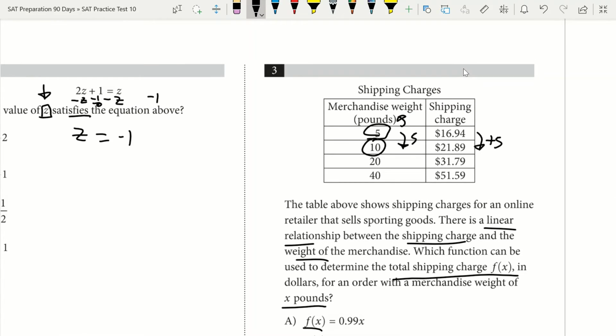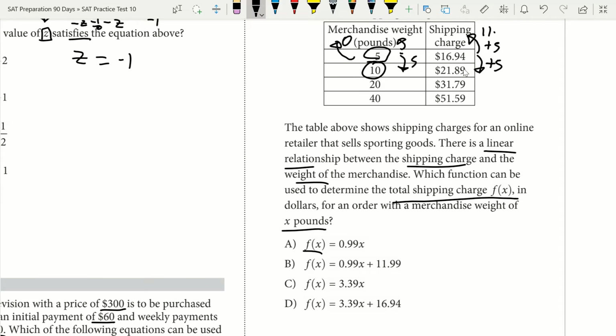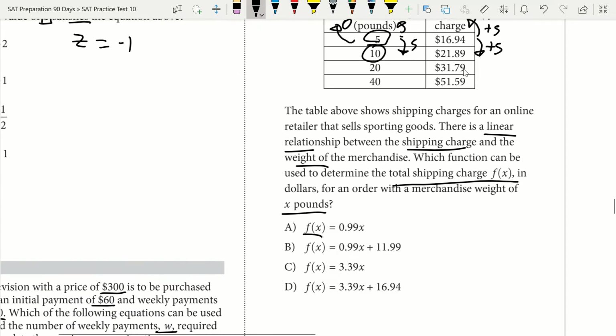If I were to go back by 5 from 5 as my merchandise weight to a merchandise weight of 0, that's going to give me my intercept, so I would have to go back by 5 here. So then I'm going back 5, and I see my answer there would be something right around 11.99. So I see then my answer can't be A or C because I am going to have an intercept, and I see it can't be D either because I got to go back from 16.94 back to 11.99. So my answer there would be B.